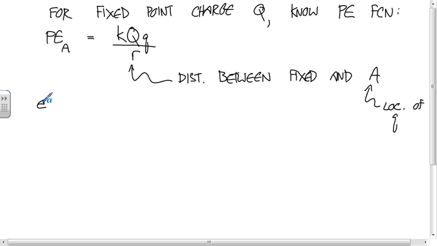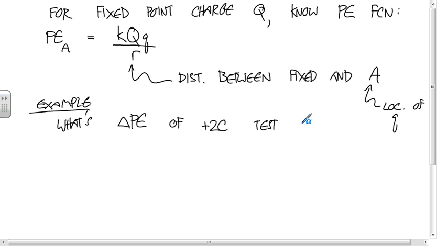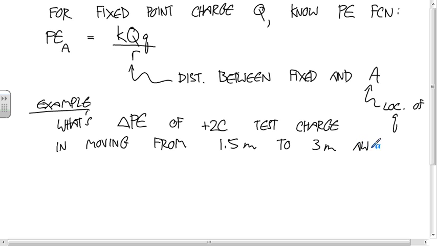So for example, what's the change in potential energy of a +2 Coulomb test charge in moving from 1.5 meters to 3 meters away from a minus 0.5 Coulomb fixed charge. So let me draw this problem.